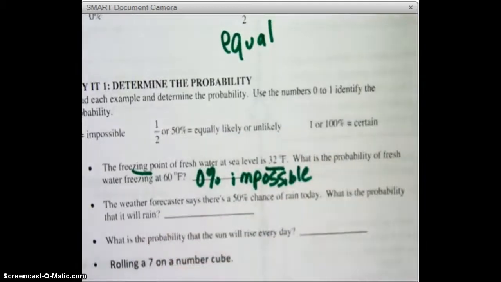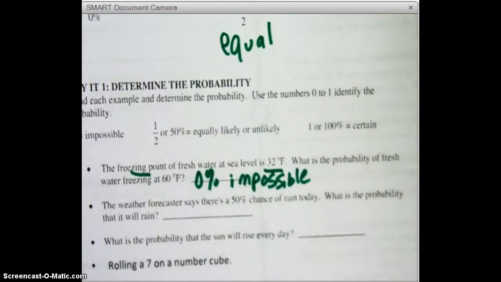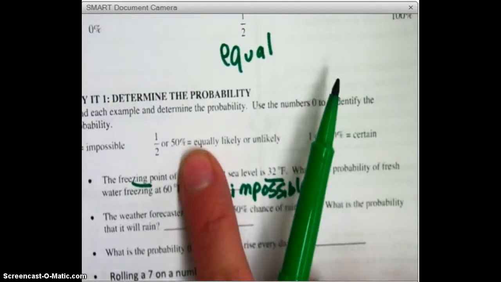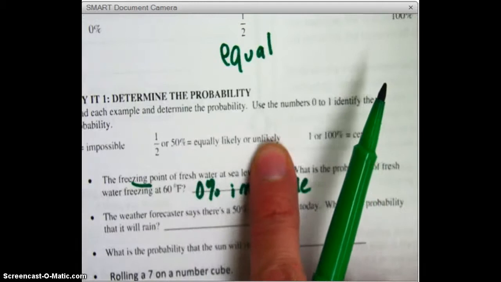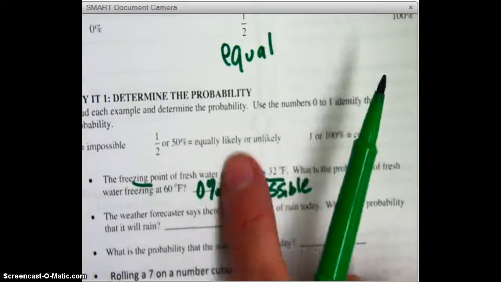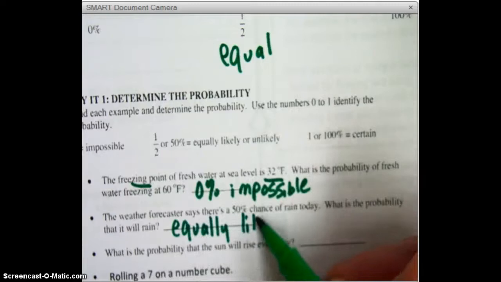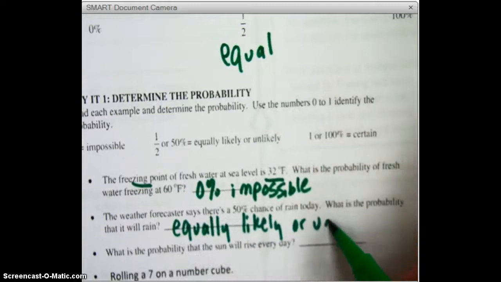The next one, the weather forecaster says there's a 50% chance of rain today. What's the probability that it will rain? Well, there's a 50% chance, which means that it's equally likely or unlikely. It's exactly equal whether or not it's going to rain. So this would be equally likely or unlikely.